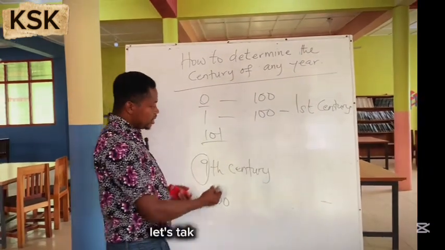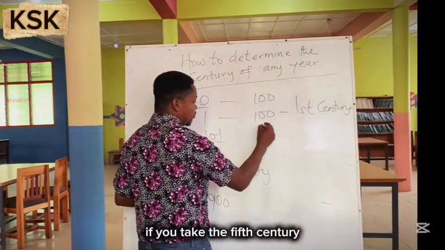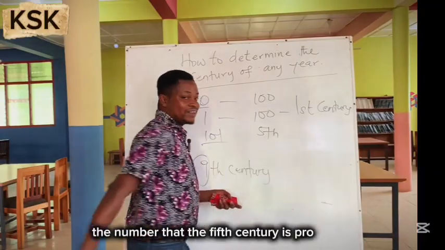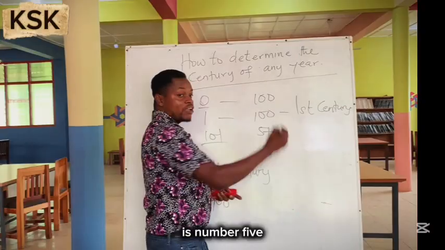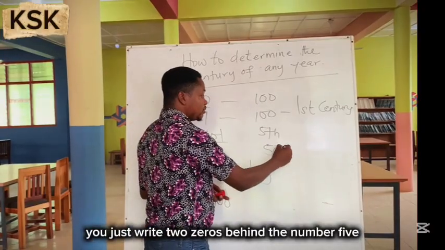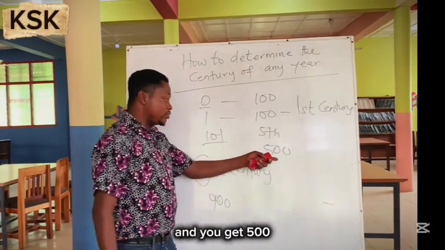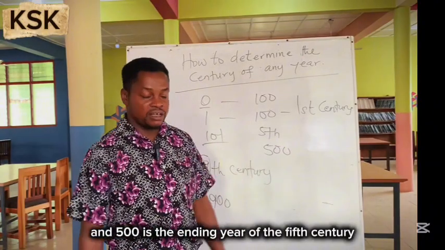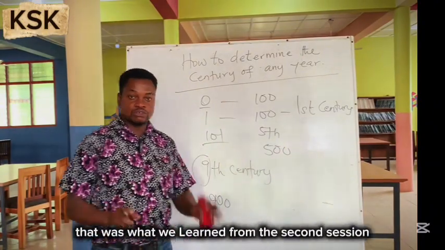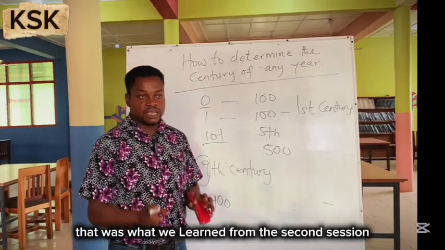Again, let's take the 5th century. The number that the 5th century produces is 5. You just write 2 zeros behind the number 5, and you get 500. And 500 is the ending year of the 5th century. That was what we learned from the second session.